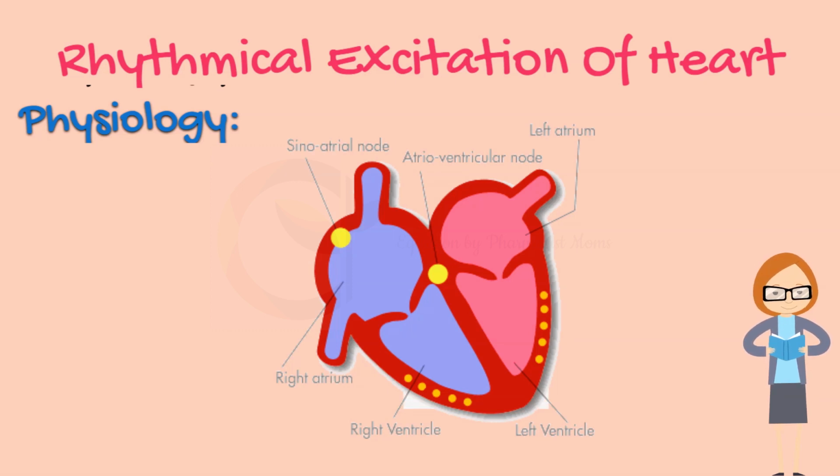Therefore, normal cardiac rhythm is controlled by the pacemaker activity of the SA node. Sympathetic nervous system increases the rate of SA node activity while parasympathetic nervous system decreases the rate of SA node activity.